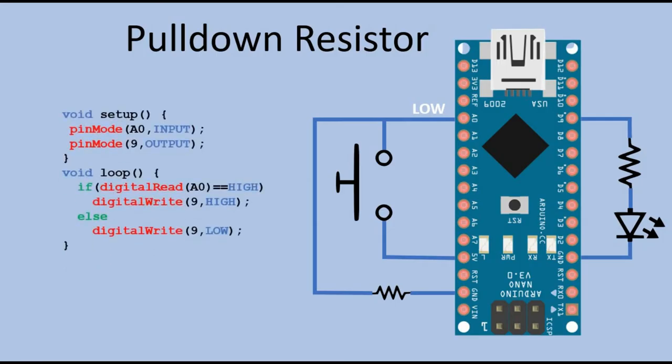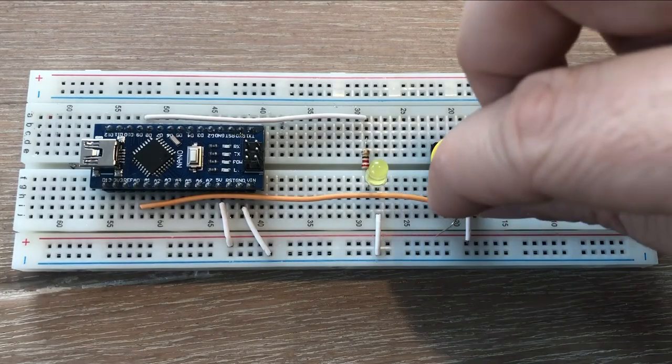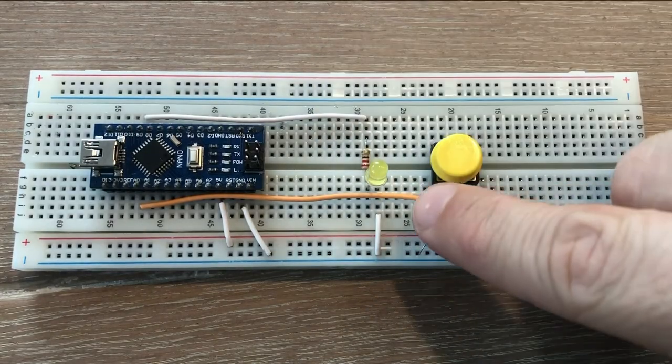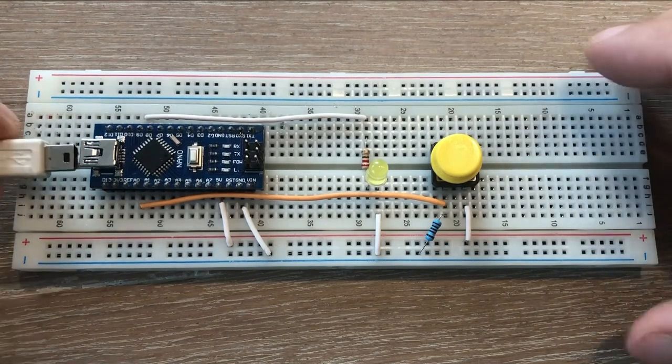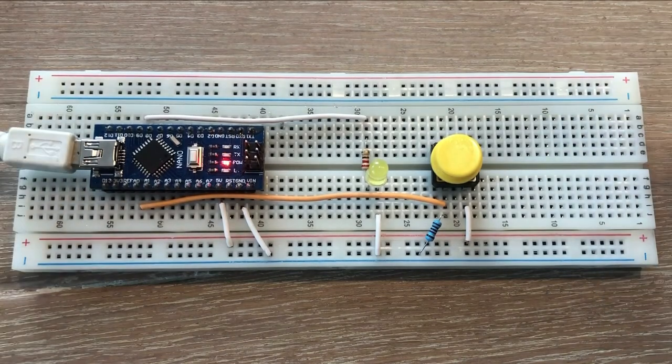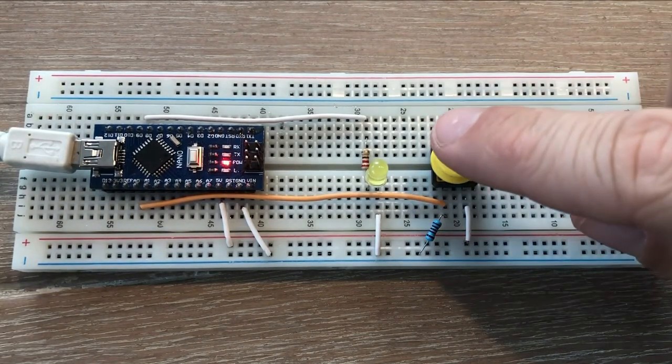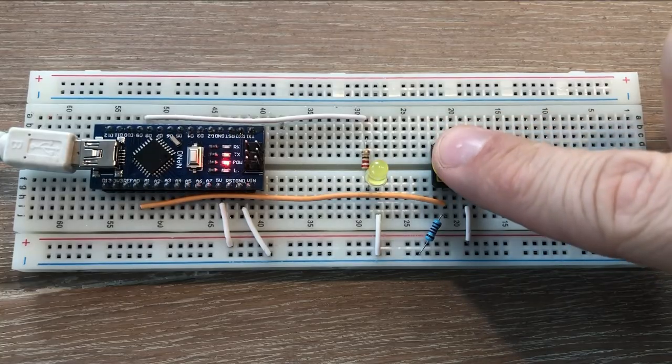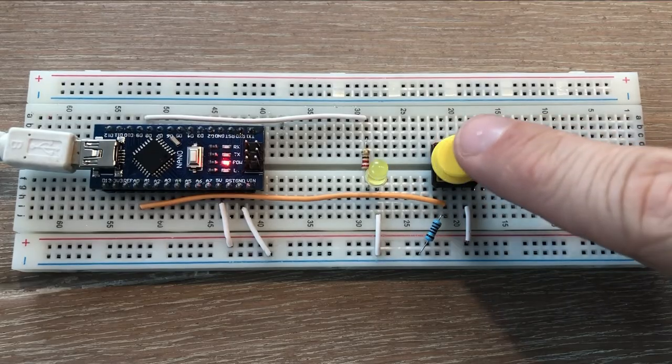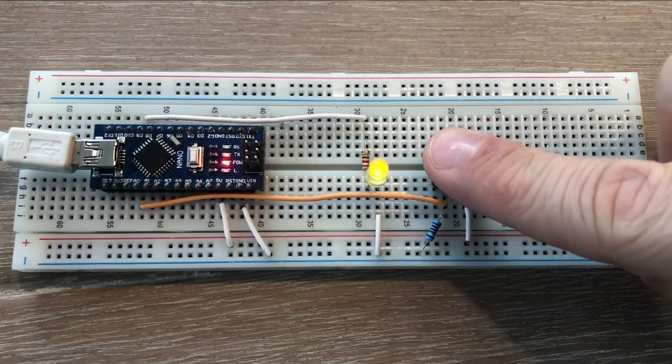Now when we press the button, we read high at the pin, and in the code, that triggers sending a high signal to digital pin 9, which turns the LED on. When we release the button, the signal changes to low and the LED turns off. Let's add the pull-down resistor to the breadboard prototype and see if it changes the way the LED is behaving. It does. Now the LED is on only when the button is pressed.